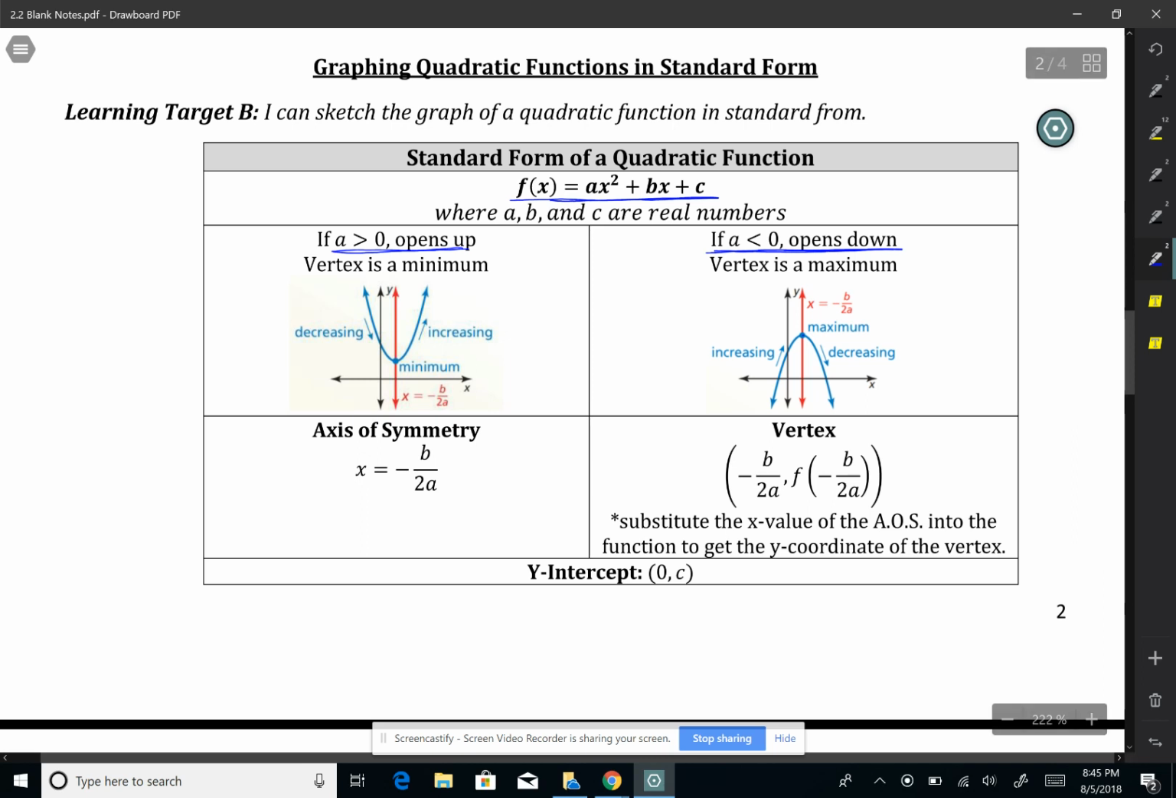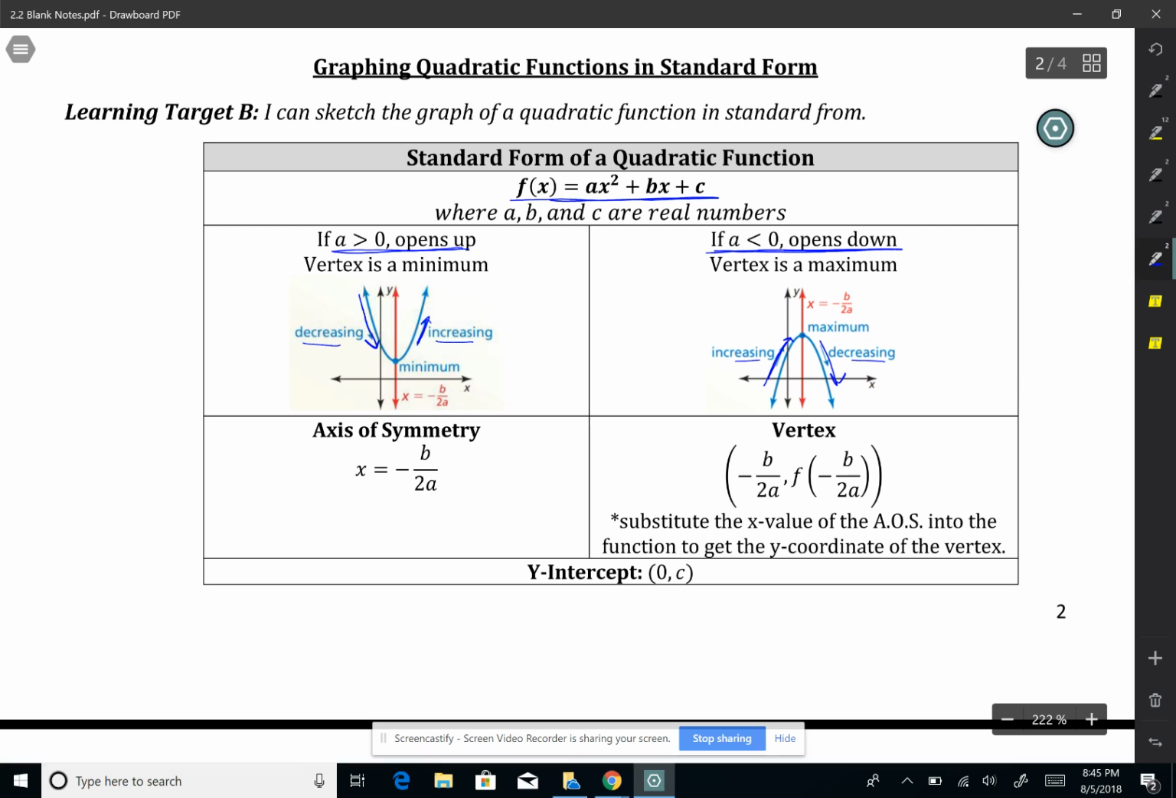Now, on these two pictures, you see I have the terms decreasing and increasing where the graph is doing those things. If we have a minimum on our graph, coming in from the left, our graph is first decreasing until we reach that minimum. And once we reach that minimum, it's increasing. It is the opposite when we have a maximum point. The graph is increasing until we reach the maximum, and then it is decreasing afterwards.